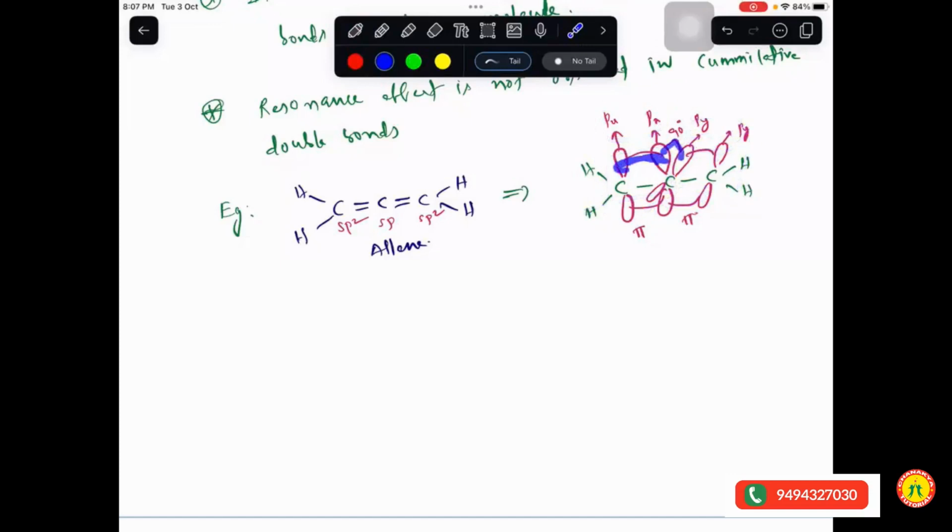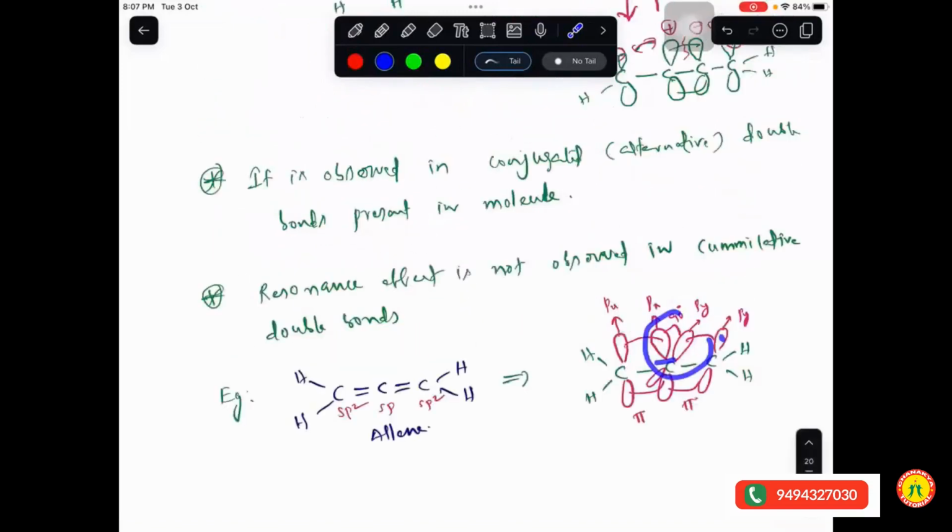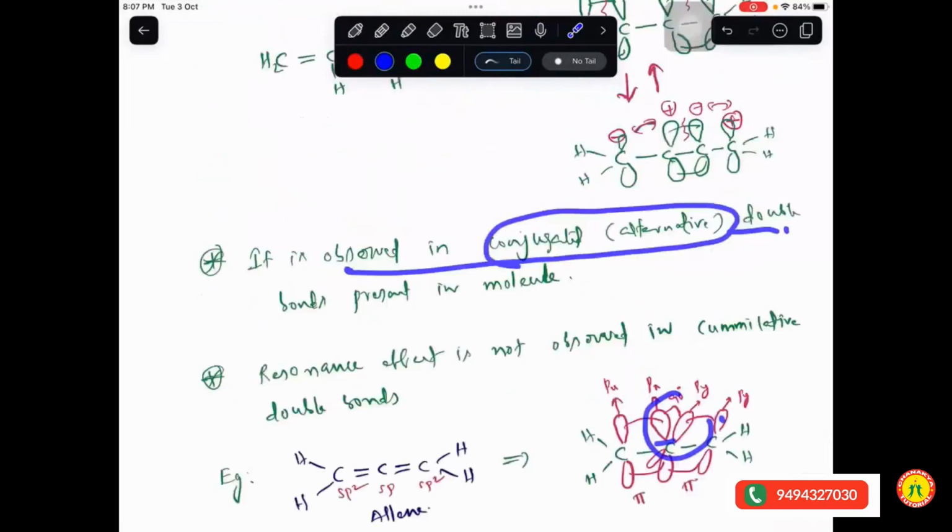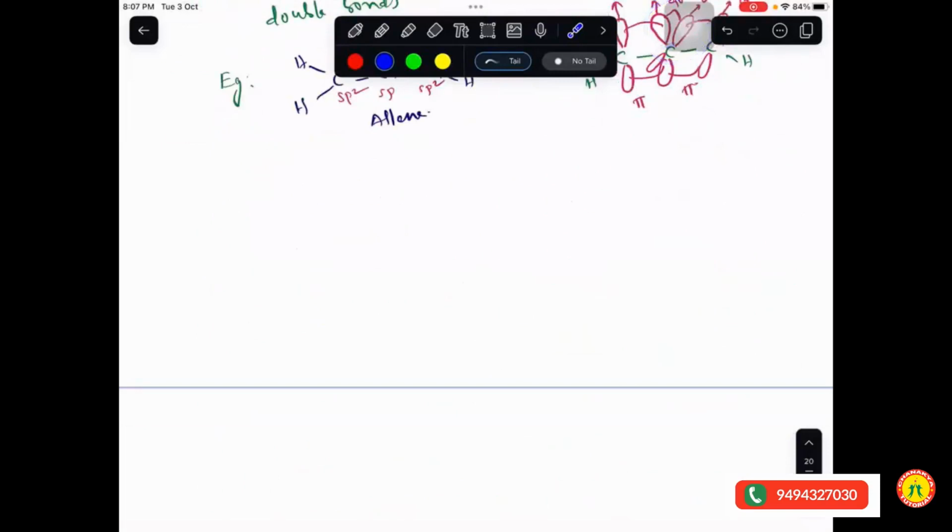So once it is delocalizing in this plane, both do not collide at all. Getting my point? This is in the x direction, this is the y direction. How can they collide? Not possible. So that's why in cumulative double bonds, resonance is not observed. When the double bonds are in conjugation, then only it is observed. Okay, resonance. I hope you understand clearly.